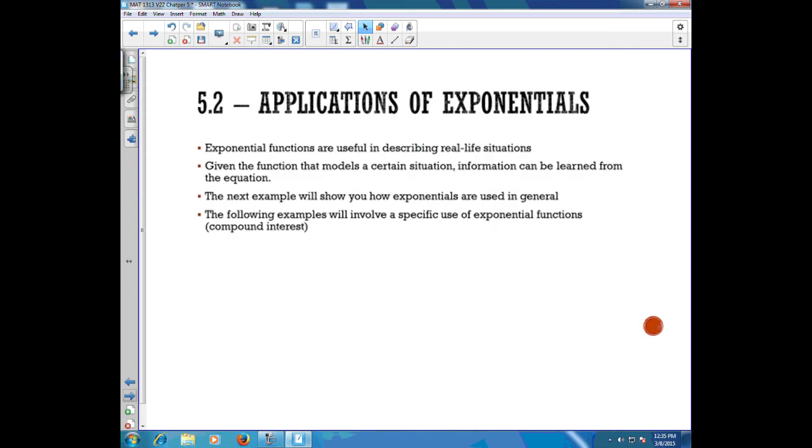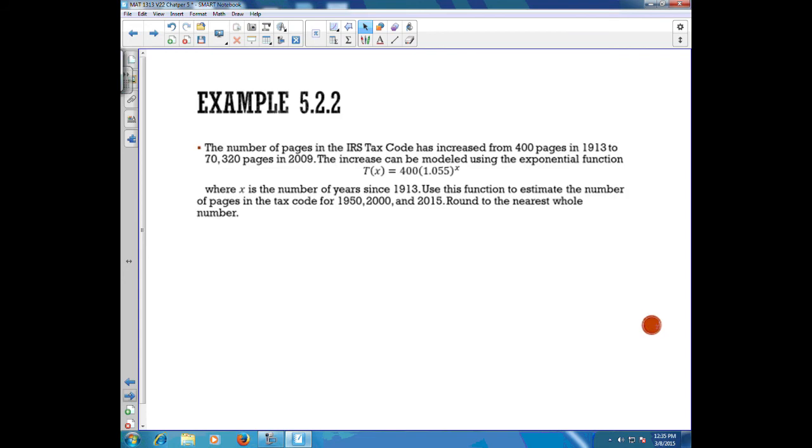So exponential functions are really useful in describing real-life situations. Given the function that models a certain situation, we can learn things from the equation. So the next example, we'll talk about how exponentials are used in general, and then we'll follow it up with some more specific examples of what we can do with exponential functions.